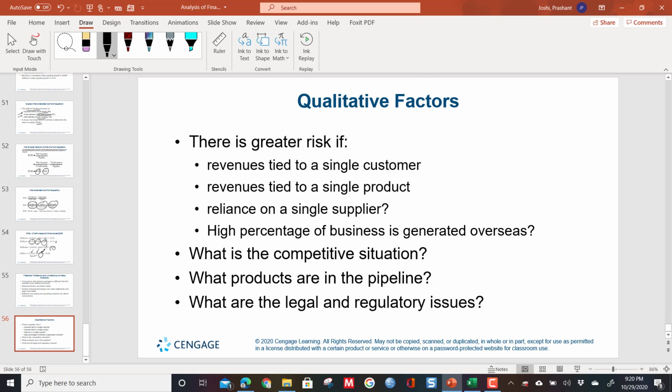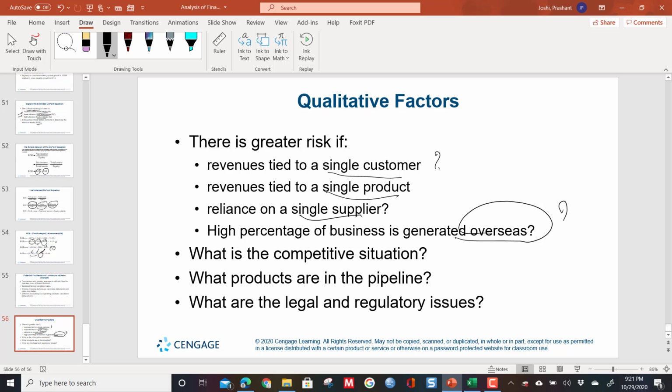Some of the qualitative factors that you should also take into account, in addition to the ratio analysis that we carry out, are the qualitative factors. Revenue tied to a single customer is very risky. Revenue tied to a single product, to a single supplier, and a high percentage of business generated overseas are also causes of problems, and that creates more risk. So you should dig deeper, not only focus on numbers, but look at the quality factors.